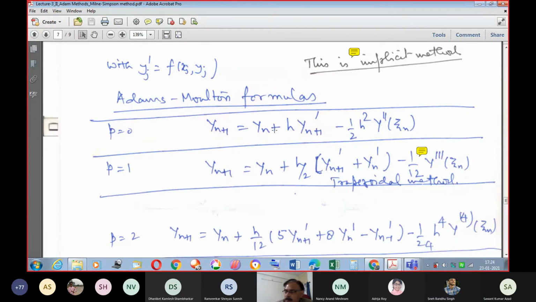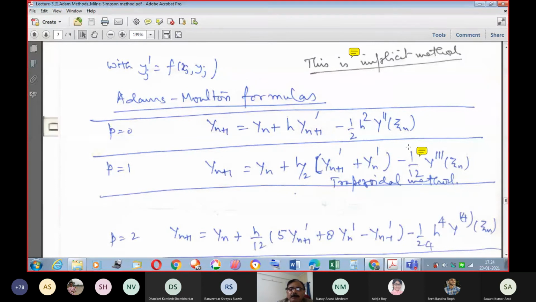I think I have already told the name of one book, Numerical Analysis by Atkinson, K.E. Atkinson. All these things are given in that book. The whole material is given in that book. So this part is taken from that book. And then for p equal to 1, you will find this method. This is called the trapezoidal method also, because of the average of yn plus 1 prime plus yn prime.